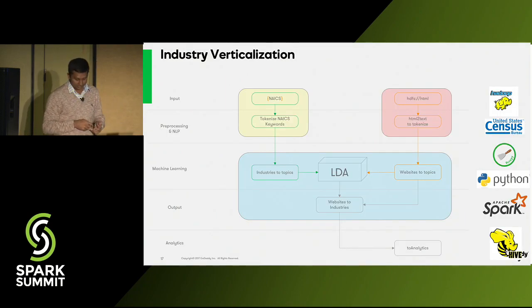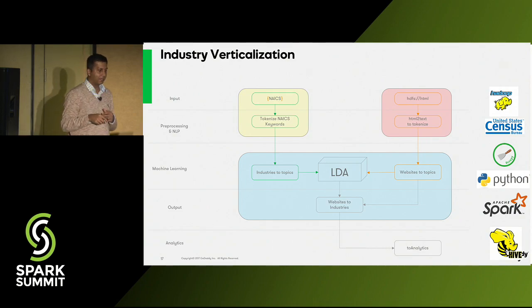So here we have the input as the NAICS, which will be tokenized, and it will convert industry to topic, and then this topic will go to the LDA model. At the same time, we have stored the content of each website as HTML blobs. I wrote a sample program to convert HTML to text, because Beautiful Soup doesn't work on all of the websites, so we have this customized program. It will convert HTML to text and then tokenize it. Then it will convert the website to topics, go to LDA, and it will give a probability.